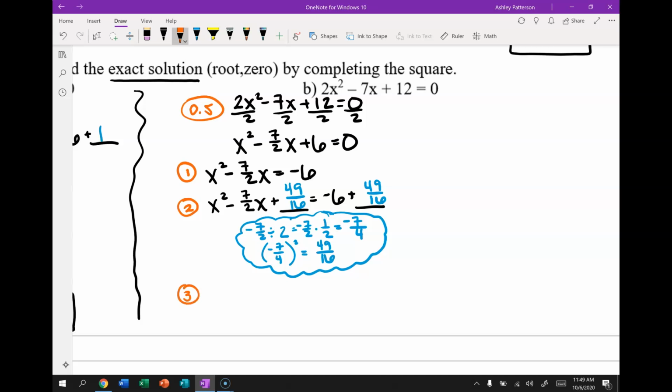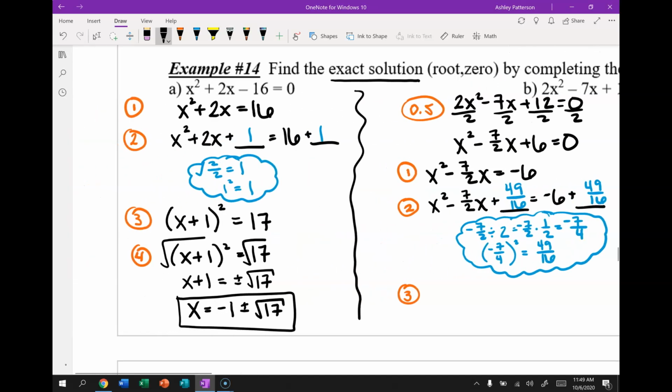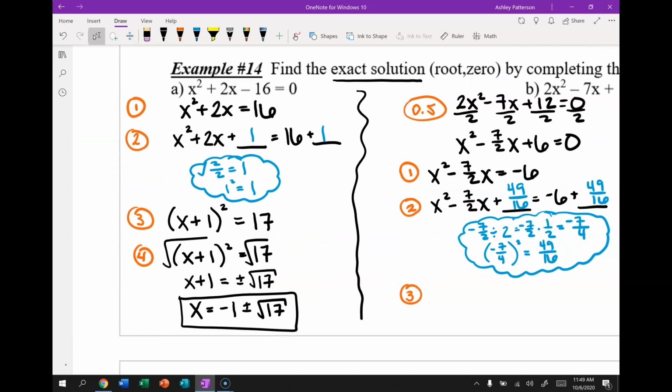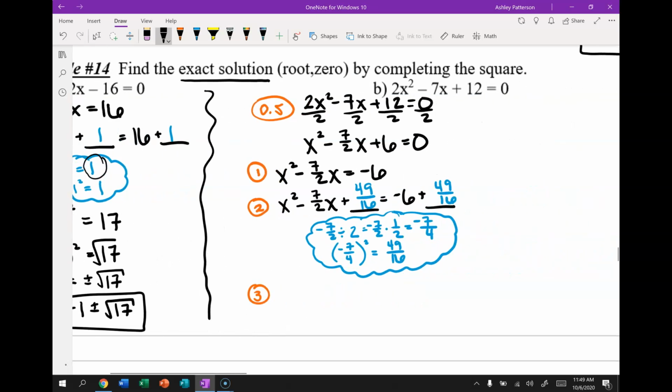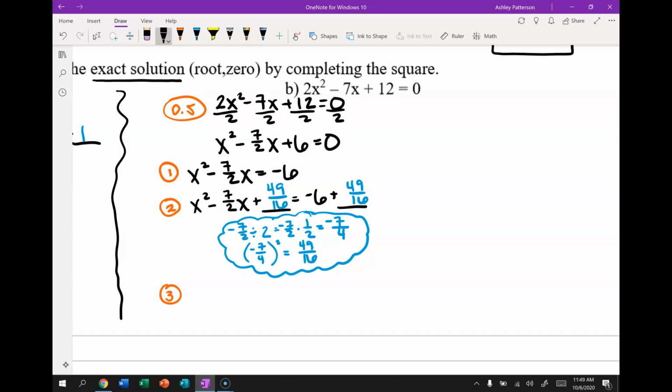So for the third step, we factor and simplify. Now it was easier on the previous example of A because we know that half of our middle term is 1, right? But we also find it here. So if you're like, oh shoot, man, it's a fraction, half my middle term, guess what? We already found it. So I'm going to write quantity x minus 7/4 squared, because again, a perfect square trinomial factors to half the middle term in the binomial.